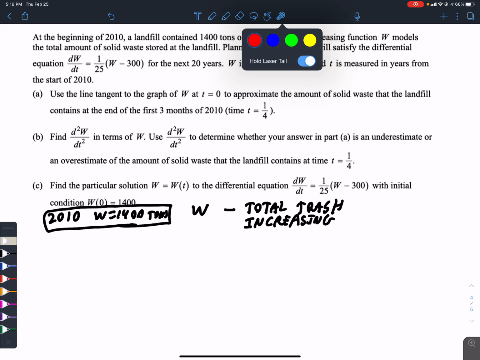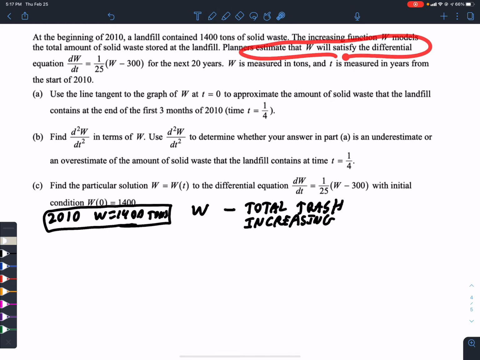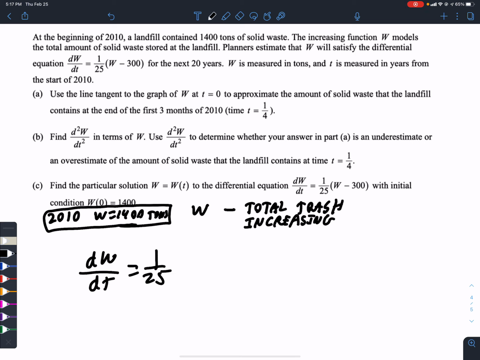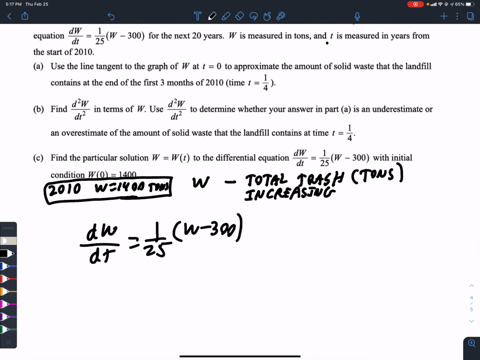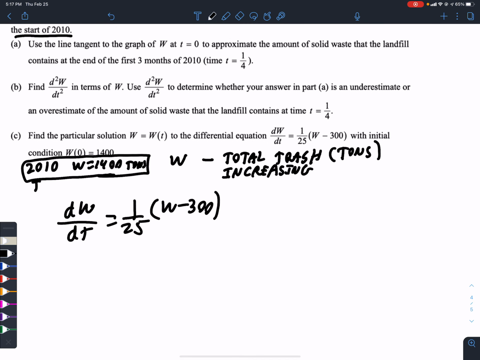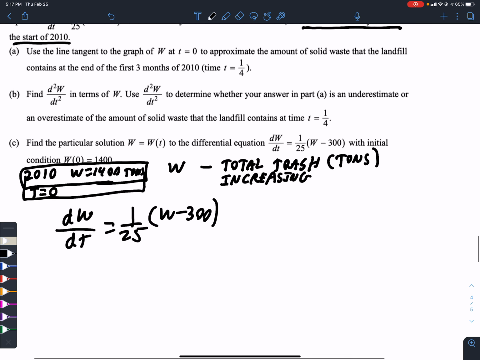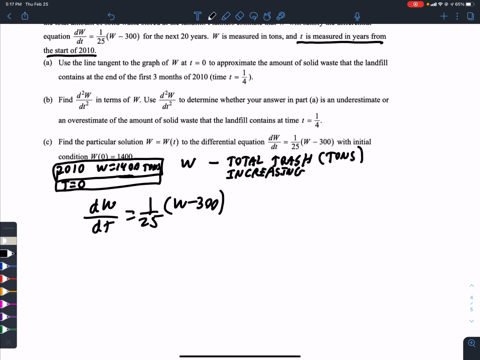Okay? It says the planners estimate that W satisfies the differential equation. So given that differential equation, I'm going to kind of copy that down. W is measured in tons. Okay, I can write that down. Tons. T is measured in years from the start of 2010. So in 2010, I'm going to write this down. T is 0 in 2010.